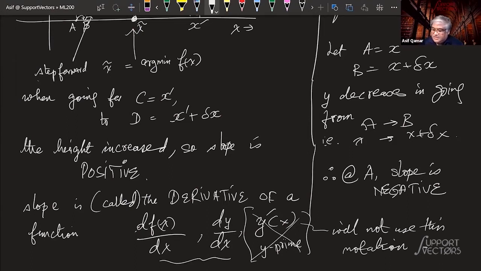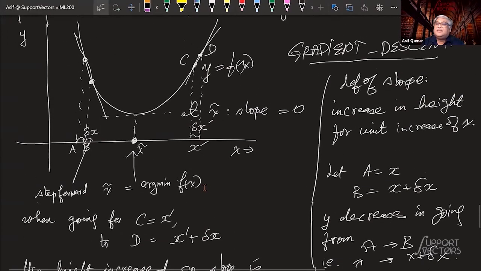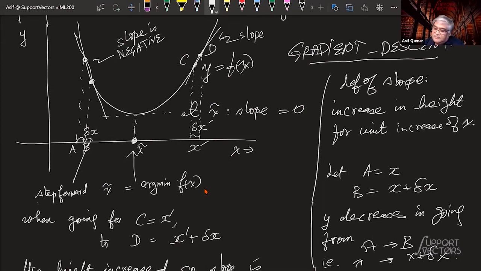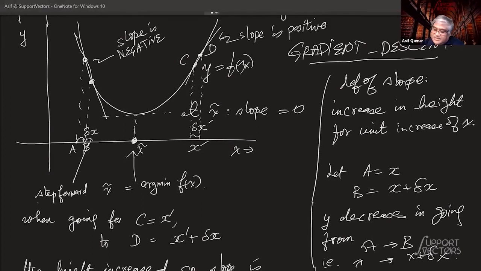Notation. So these notations are common, and I'm just recapitulating the calculus that you have learned in high school. This is just a recap. Here the slope is negative. Here the slope is positive. Now comes an interesting thought, guys.